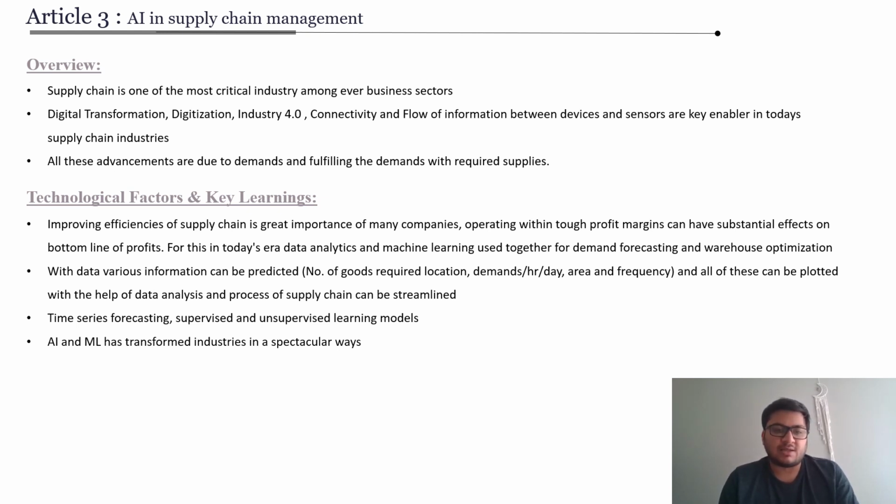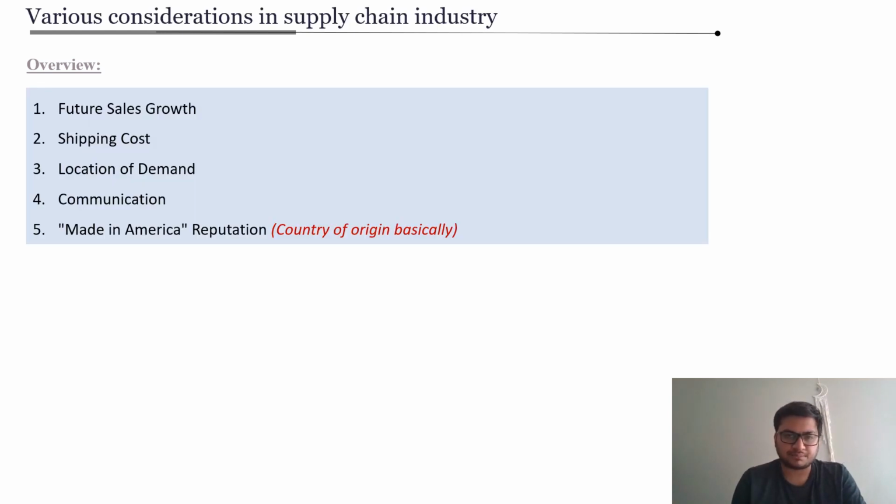Various analyses happen in the supply chain industry, that is time series forecasting, supervised and unsupervised learning models. Depending upon the ordering capacity of customers and the location of the customers, all of the things of the supply chain are planned, and the supply chain industry is catered. There were many examples in this blog explaining how AI and ML transform entire industries in spectacular ways.